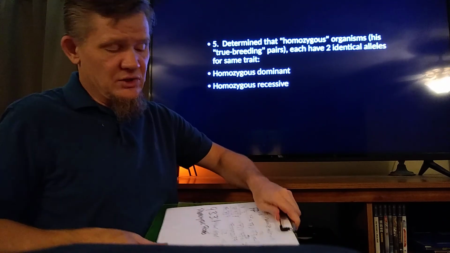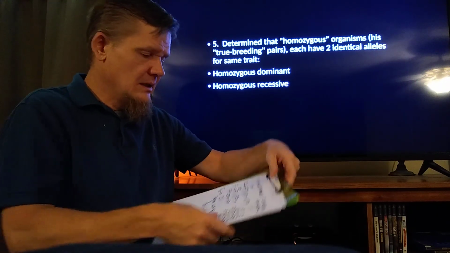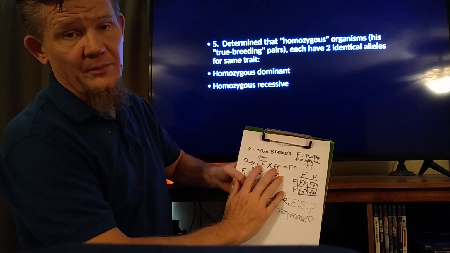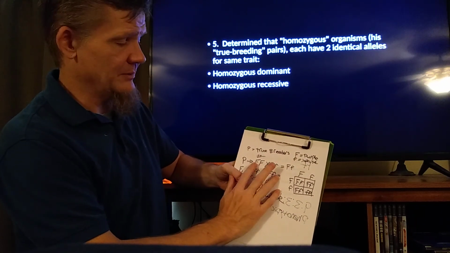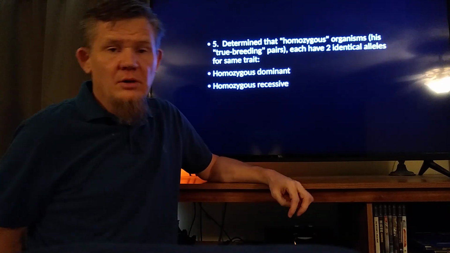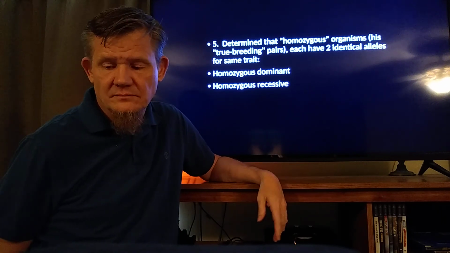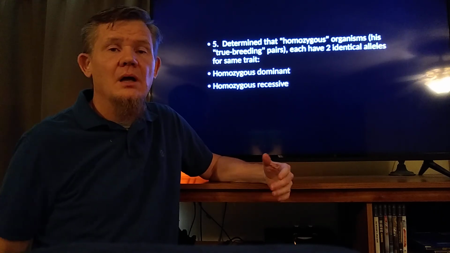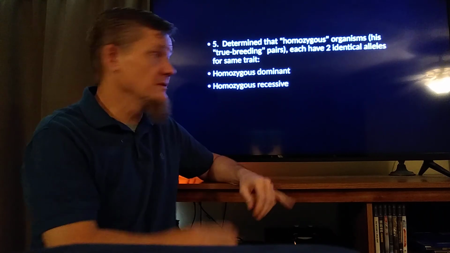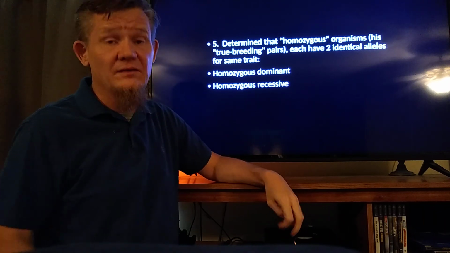And that was, as we showed way back here, because his true breeders were homozygous dominant. They had two of the same gene for that trait. And the two combinations for being homozygous is you're either homozygous dominant or you're homozygous recessive. The purple flowers are homozygous dominant. The white flowers are homozygous recessive in those true breeders.